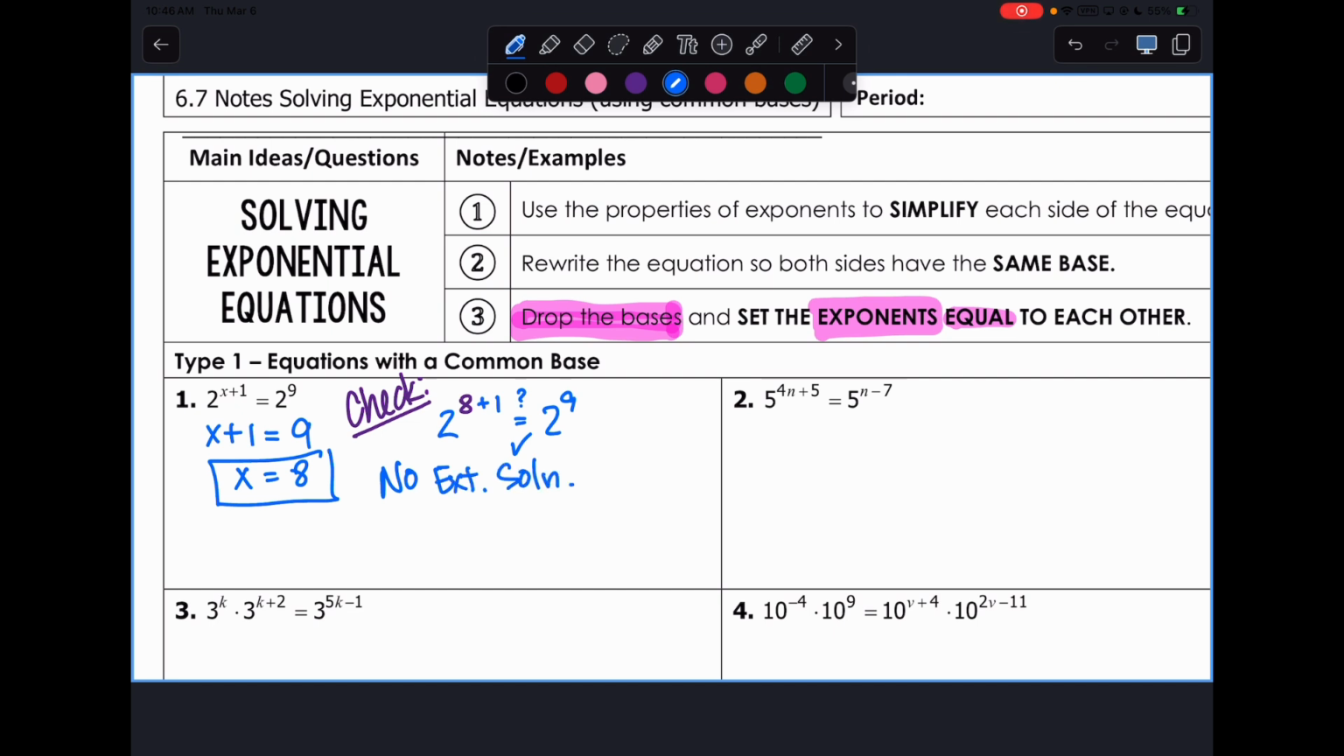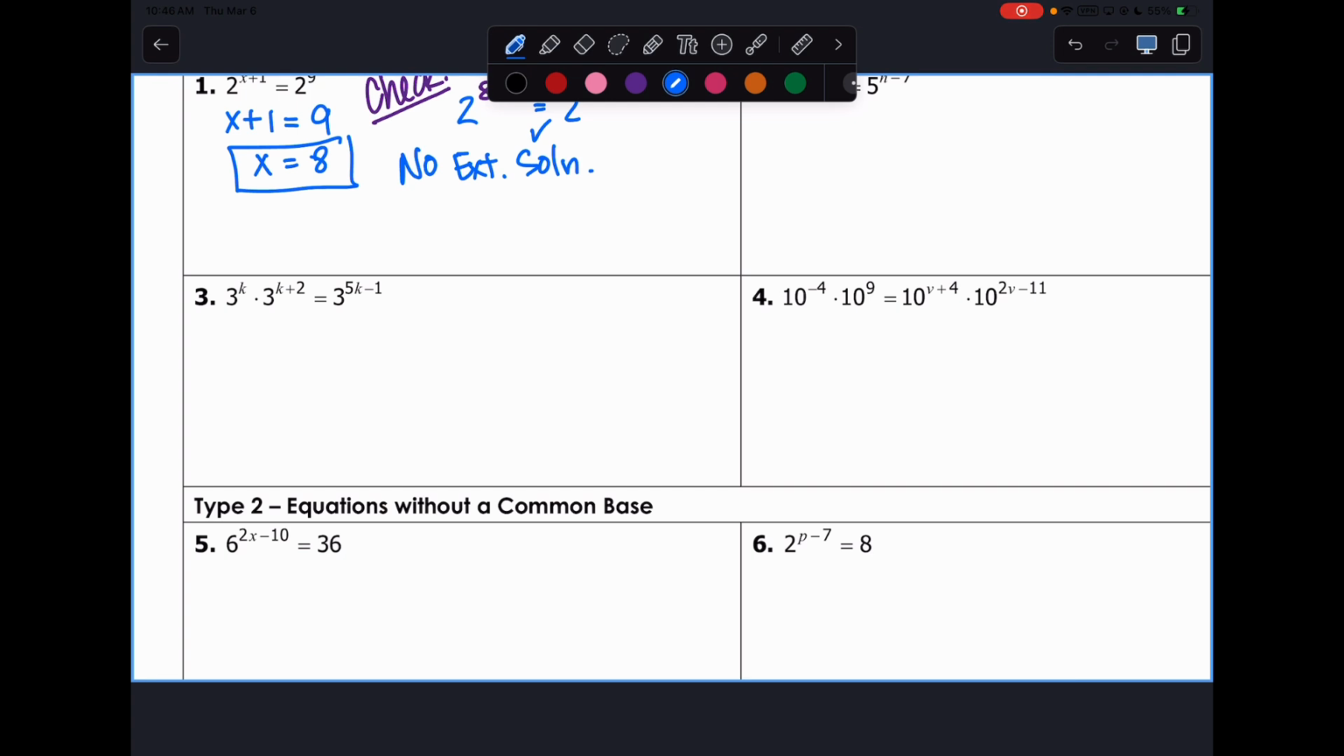Okay? All right. Number 2 works the same way, same bases. Just put 4n plus 5 equals n minus 7. Are we good with that? Skipping to number 3, we have to use a property. Which property among the exponent rules should I use on the left side of the equal sign?